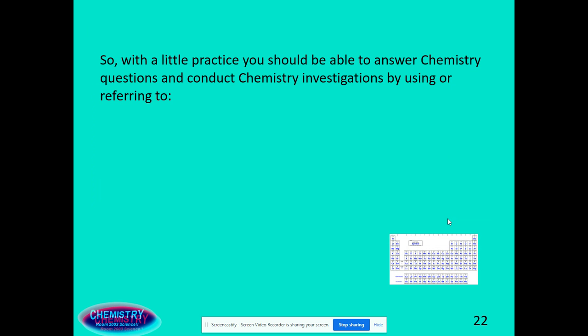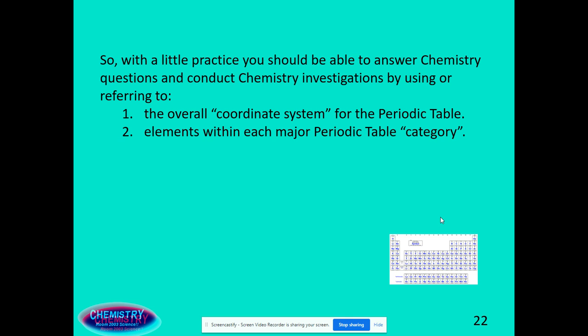So there you have it. With a little practice, you should be able to answer chemistry questions and conduct chemistry investigations by using or referring to the overall coordinate system for the periodic table, elements within each major periodic table category, and/or the 4 special family names on the periodic table.